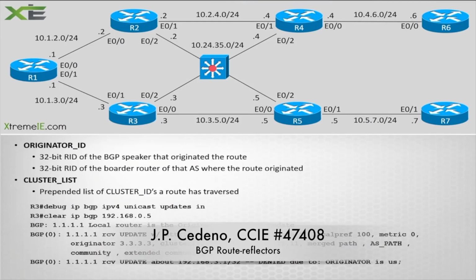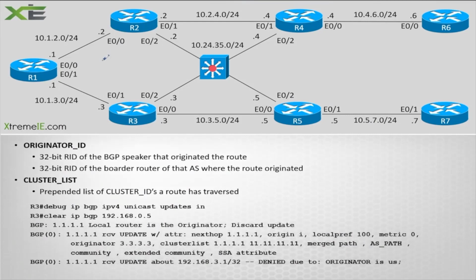In this video, we want to take a look at route reflectors. Now, we know that when we're dealing with an iBGP configuration, we have to have what we would call a full mesh. But when we say full mesh, we don't mean physically connected full mesh, we mean a BGP full mesh.